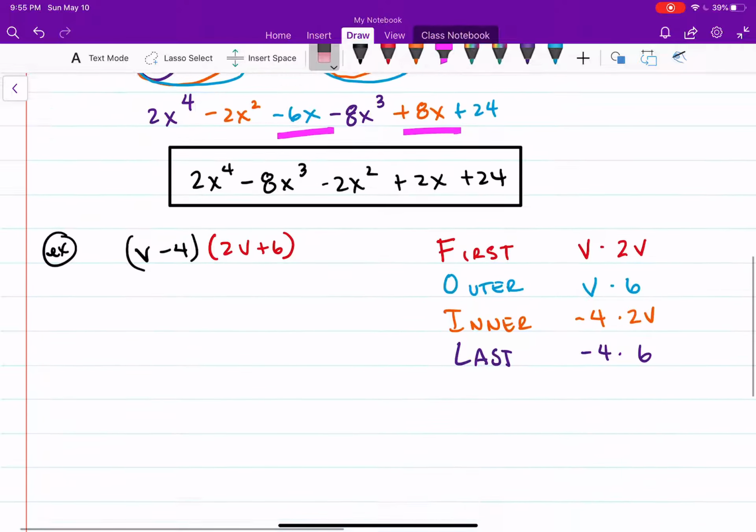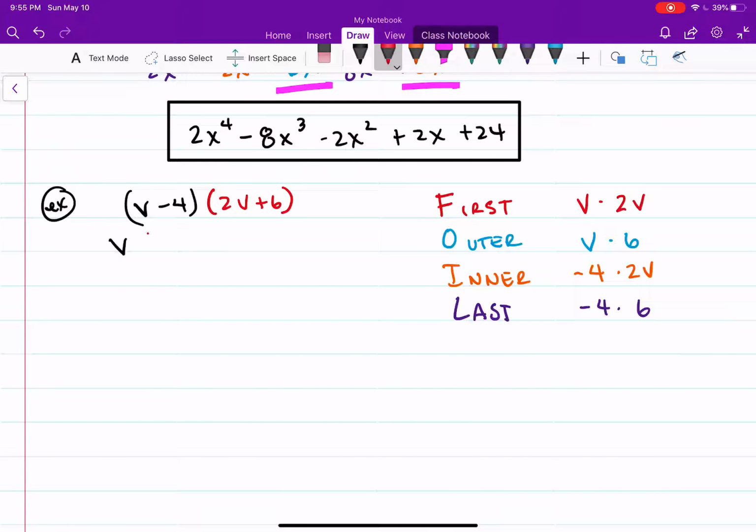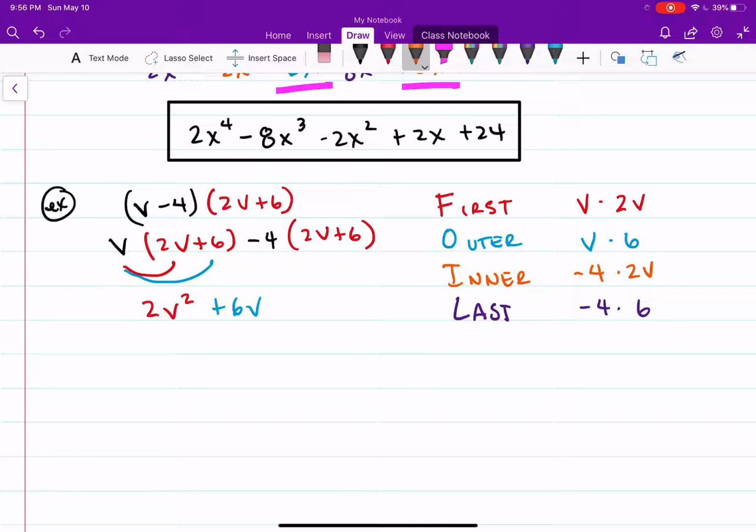Which is exactly what we did up here. So I would write the first term, v, and multiply it through with the 2v plus 6. Then take the negative 4 and multiply through with the 2v plus 6, okay? And if I was to distribute this, this would give me a 2v squared. This would give me a plus 6v. This would give me a negative 8v. And this would give me a negative 24.